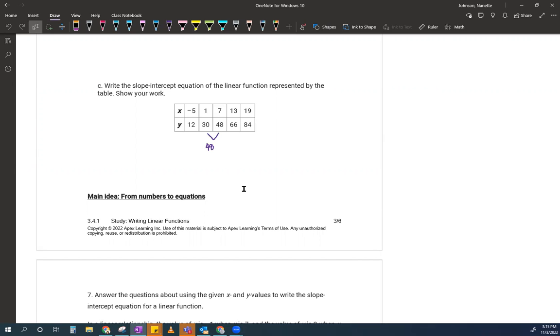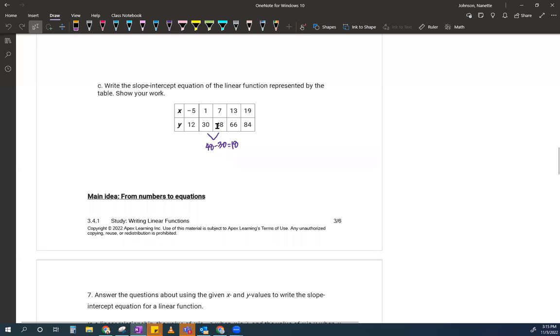And then I'm going to subtract 7 minus 1. Well, that's just 6. And then I'm going to divide those two because that's my slope. It's the change in y over the change in x, right? So here, m equals 18 over 6, which is just 3. And what 3 means is for every one change in x, I'm going to go up 3 in my y.